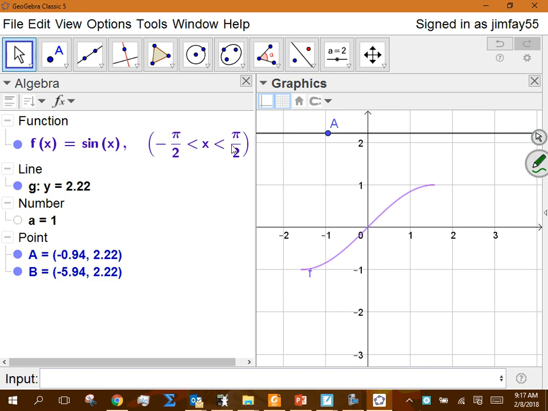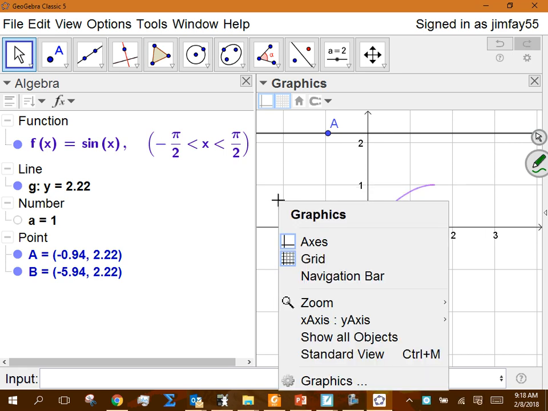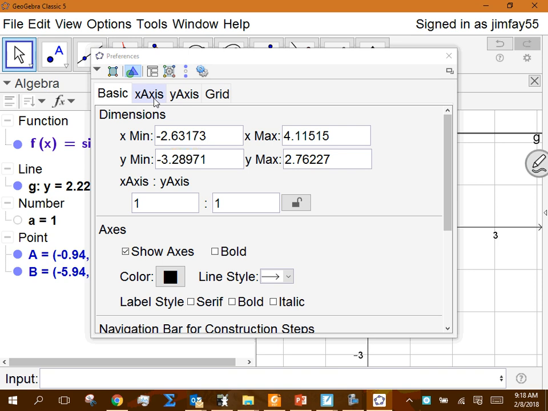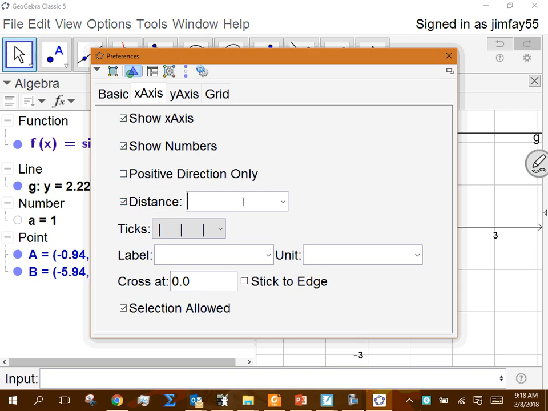Now my input values right here, they're in terms of radians, right? On this x-axis here, that value of negative 1.57 is about right there. The value of 1.57 is about right there. But it does usually make a little bit more sense to graphically look at this thing maybe this way. So our x-axis is written in terms of pi.